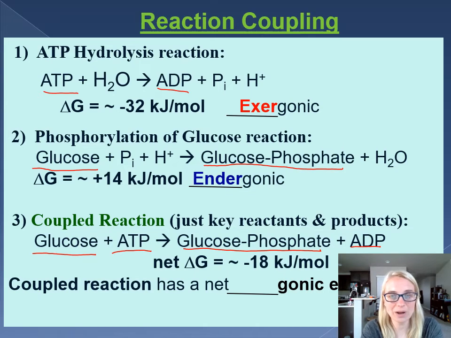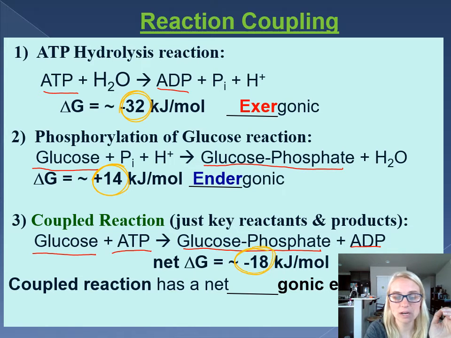Well, what's nice about knowing those delta G's is all you have to do is add them together. So if you add the negative 32 of the hydrolysis of ATP plus the 14 of the phosphorylation of glucose, you sum those together, you get a net delta G of negative 18. So with this coupled reaction, would this be an exergonic or an endergonic reaction? And the E word that's being blocked off by my head right there is effect. So a coupled reaction has a net exergonic or endergonic effect. What do you think?